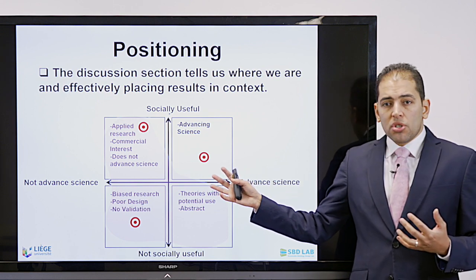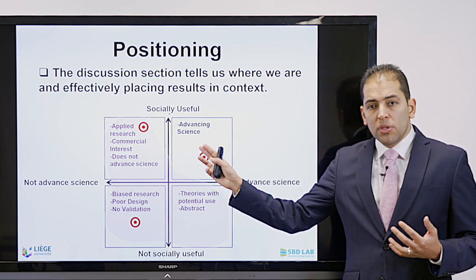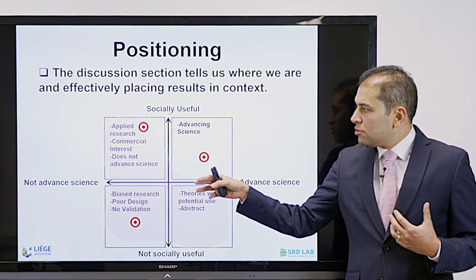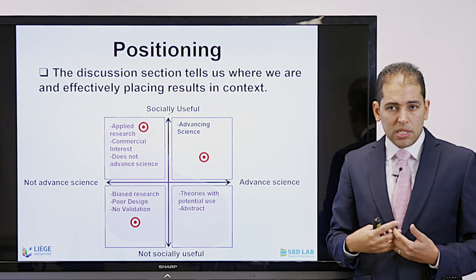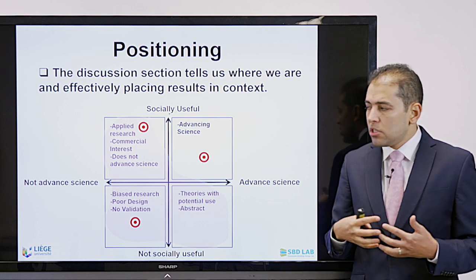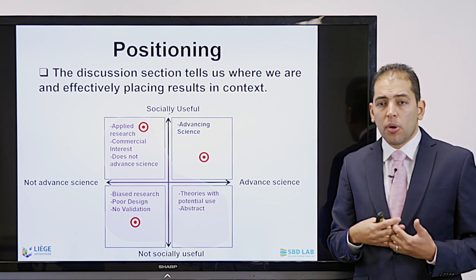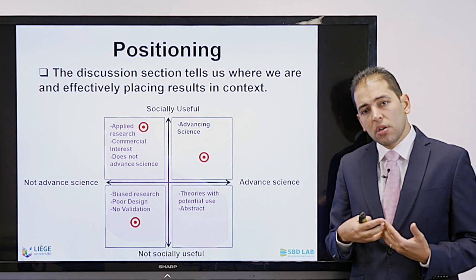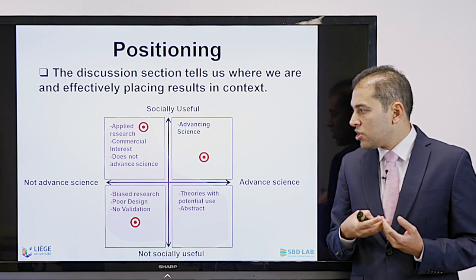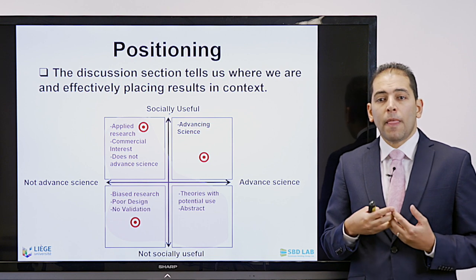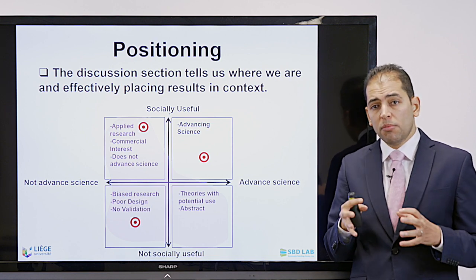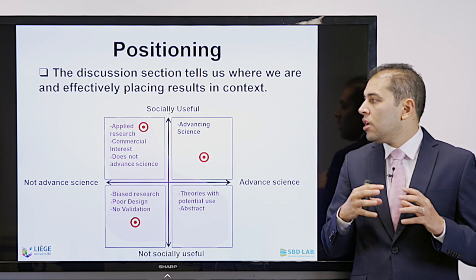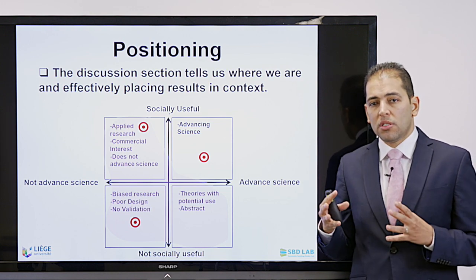And most researchers fall in the top left, between the top left and the top right, when they try to do socially useful research, but it is not advancing science. Here we call it applied research, and the danger of applied research is that it is too commercial, looking at applications, not advancing science, and you need to make sure that you're distinguishing yourself, unless your research is from the beginning designed to be useful socially without advancing science.